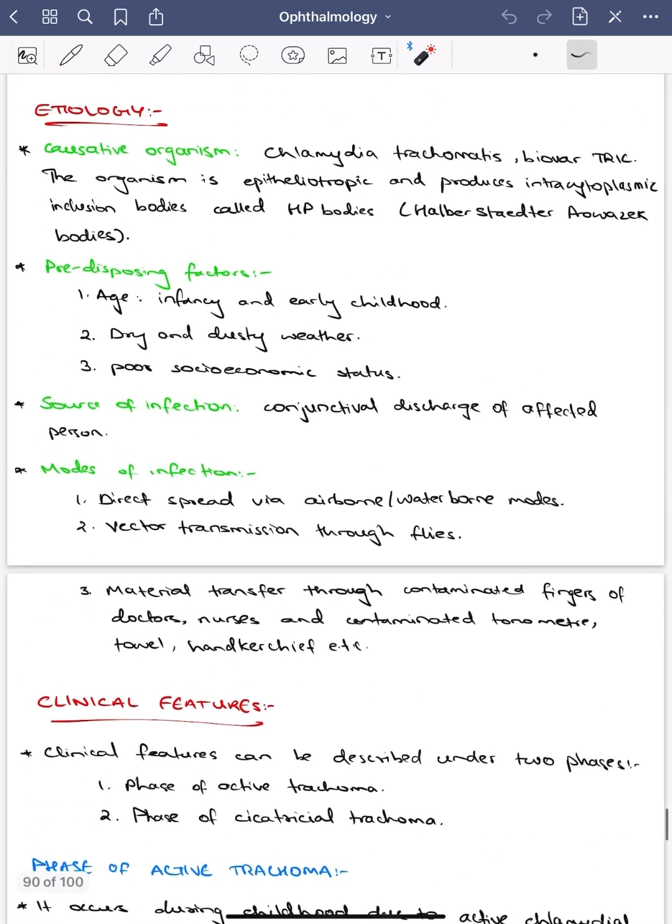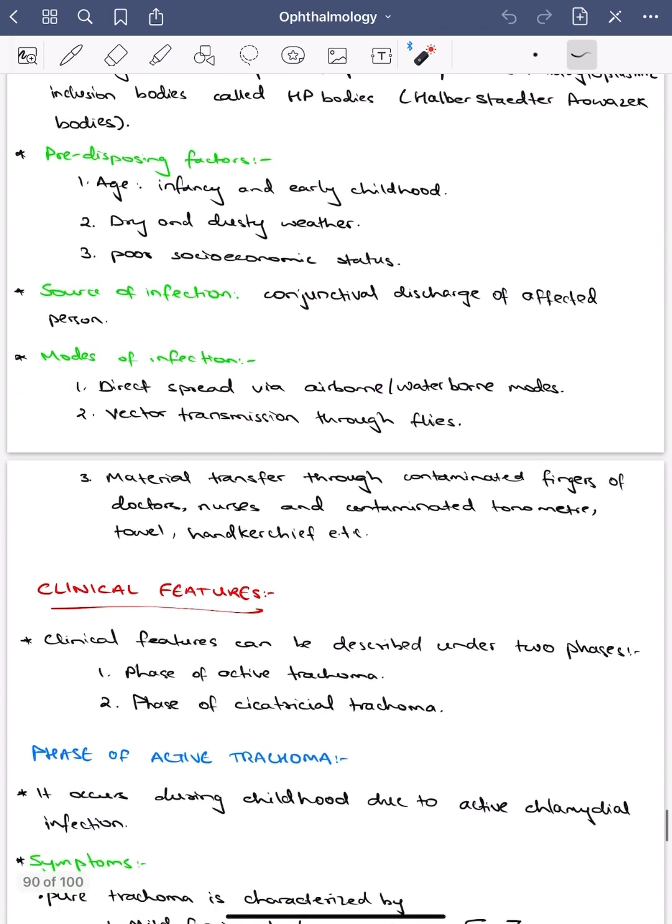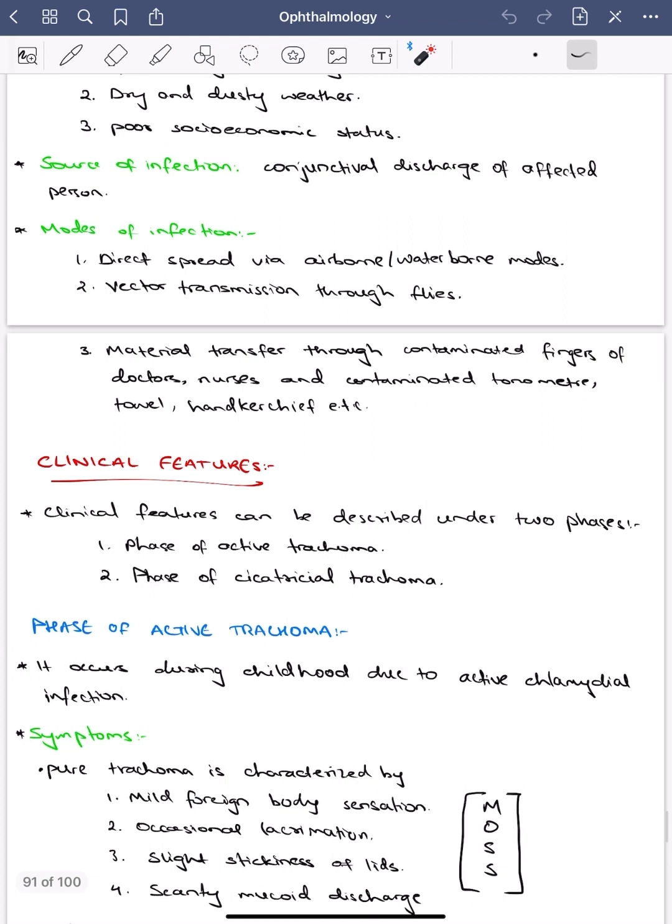So again, remember, under etiology the causative organism is Chlamydia trachomatis, and it produces peculiar intracytoplasmic inclusion bodies known as HP bodies or Halberstaedter-Prowazek bodies. The predisposing factors are age, dry and dusty weather, and poor socioeconomic status. The source of infection is the conjunctival discharge, and the modes of infection are direct spread via airborne and waterborne modes, vector transmission through flies, and material transfer.